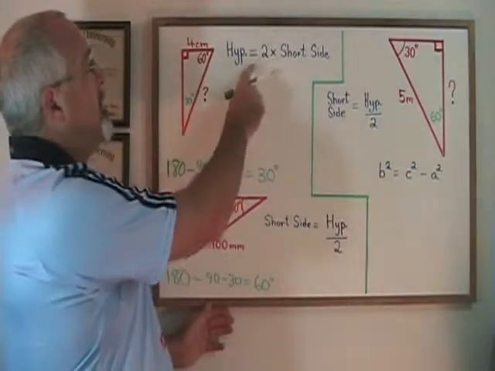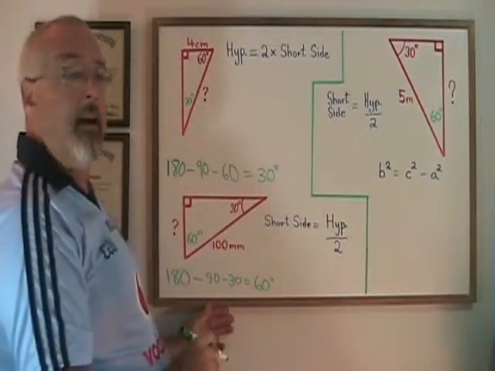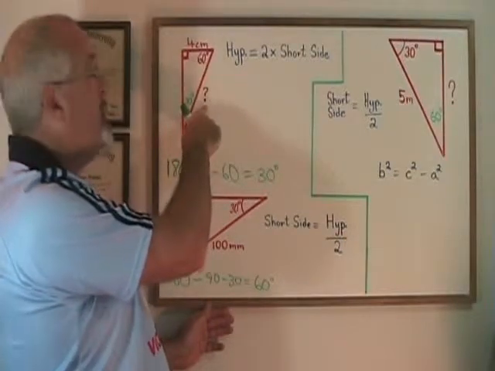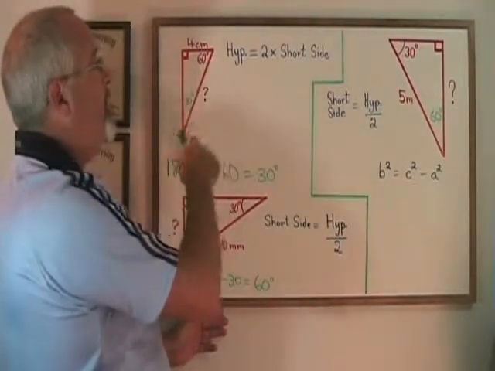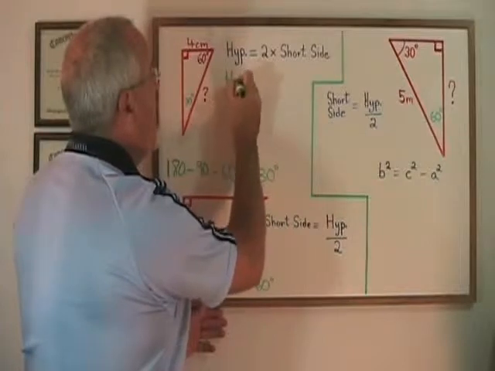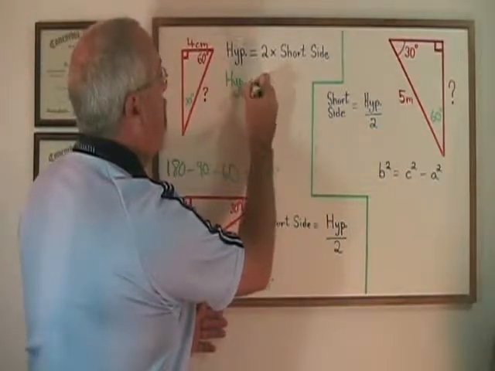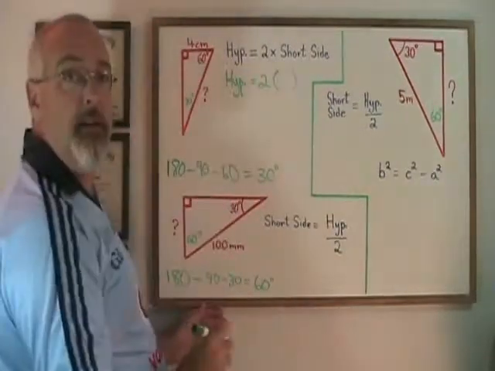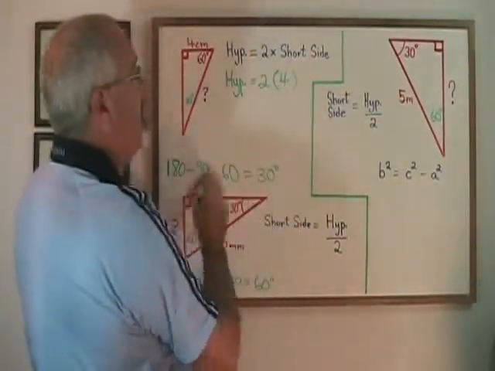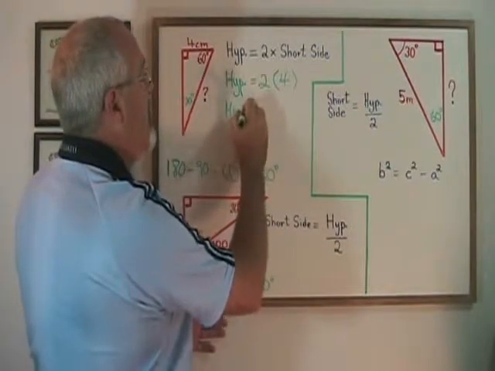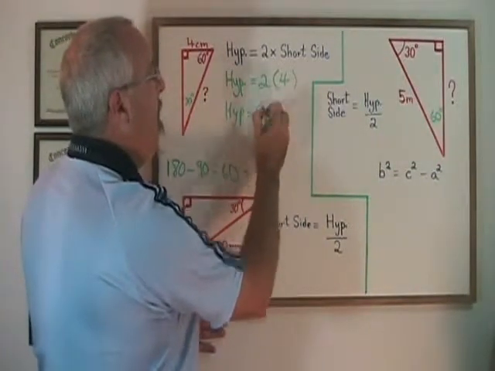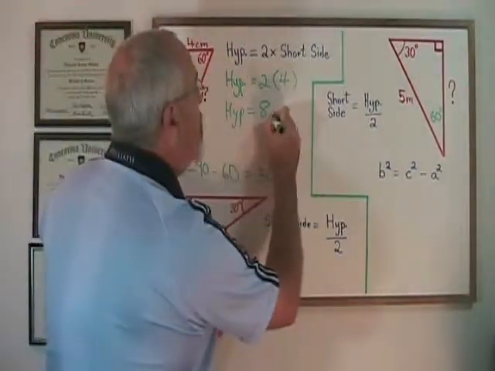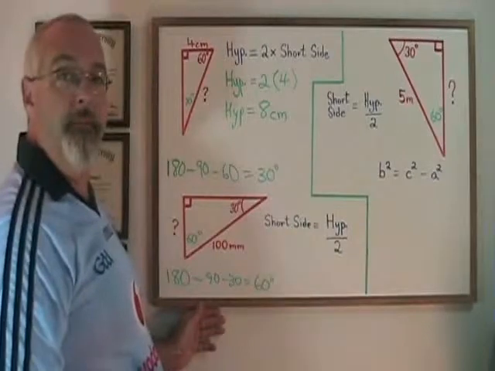If the hypotenuse is equal to double the short side, then I can calculate the missing hypotenuse that is being asked for in this right triangle. The missing hypotenuse is my unknown. It's equal to 2 times the short side, which in this case is 4 centimeters. That means the hypotenuse must be equal to 2 times 4, which is 8. And because the unit of measure given in that triangle was centimeters, the hypotenuse is 8 centimeters in length.